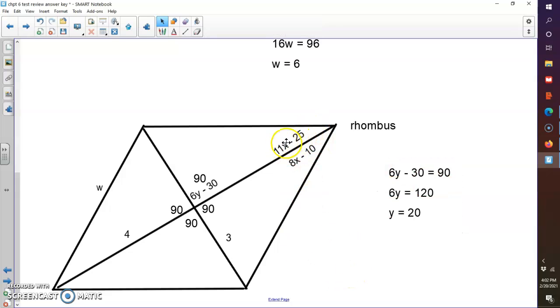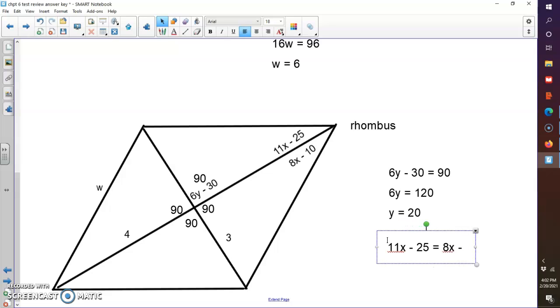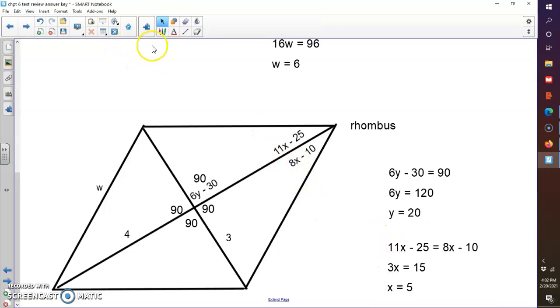Angles in a rhombus, okay, where you have diagonals, well, the diagonals bisect the opposite angles. So since it bisects, these two angles have to be equal. So that means 11x minus 25 equals 8x minus 10. So we end up with 3x equals 15 and x equals 5. 8 times 5 is 40 minus 10 is 30. So this is 30, and therefore this is 30.